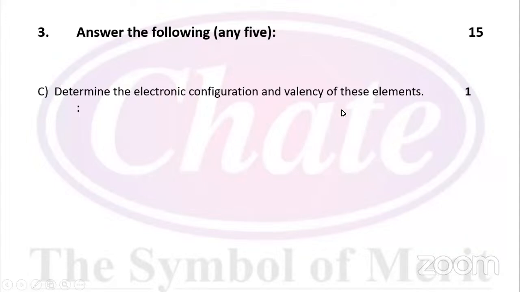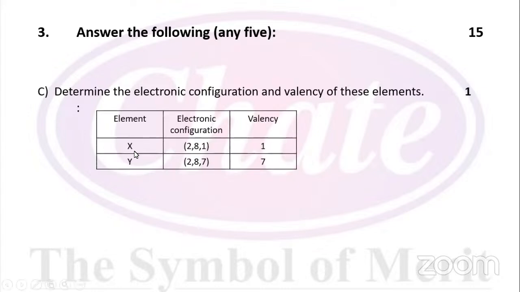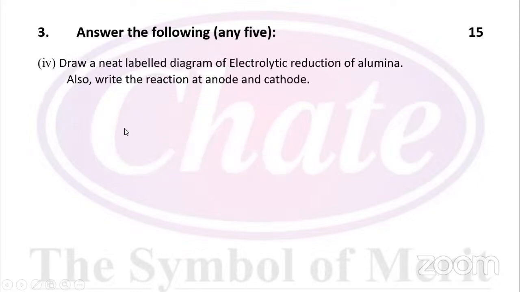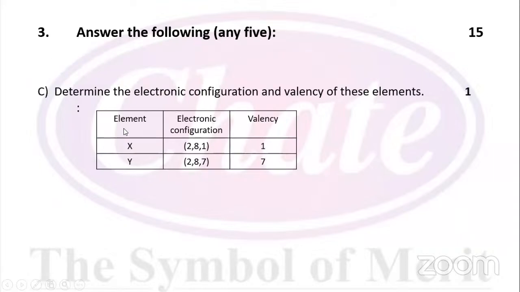We know the electronic configuration of X and Y, we have just discussed it. So you can see the answer here: X and Y have the electronic configurations 2,8,1 and 2,8,7. The valency of X is 1. I'm sorry, this should be the valency of Y is again 1 only. This is the valence electron count, and this needs to be rectified here. So remember this, the valency will be 1 here.